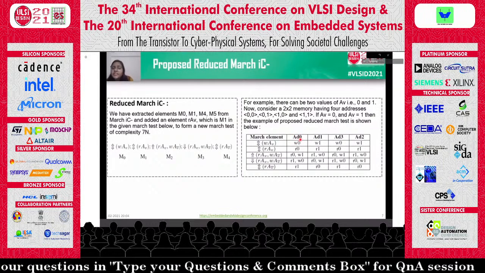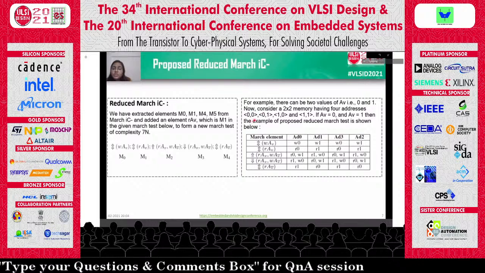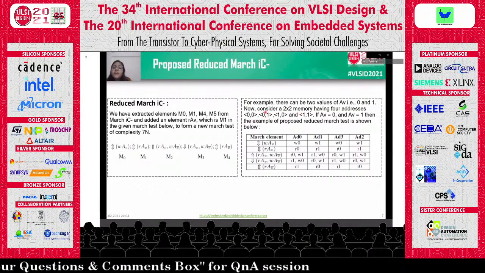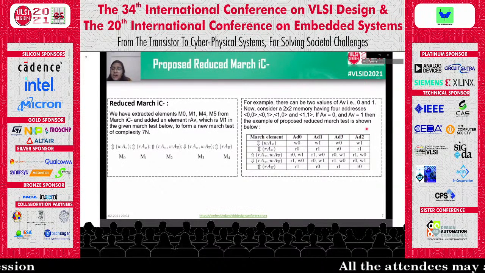So for our address, when we apply the March element, we will not apply 00 01 10 11. We will apply something like 00, 01, then 11 and 10. Accordingly, here you can see in the column that the addresses AD0, AD1, AD3 and AD2 are mentioned corresponding to the March element.